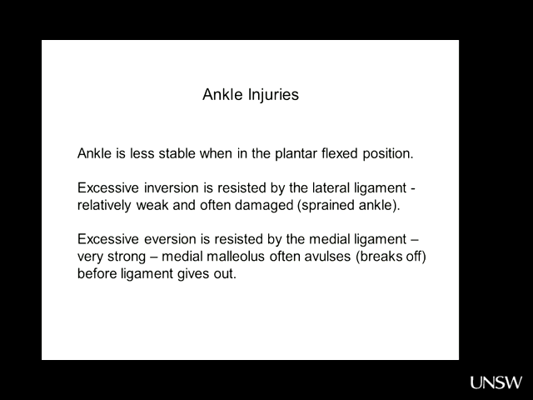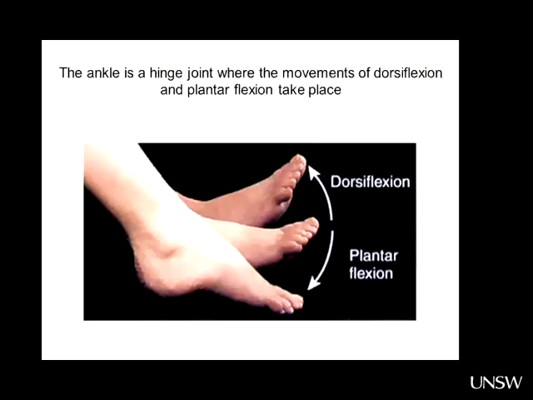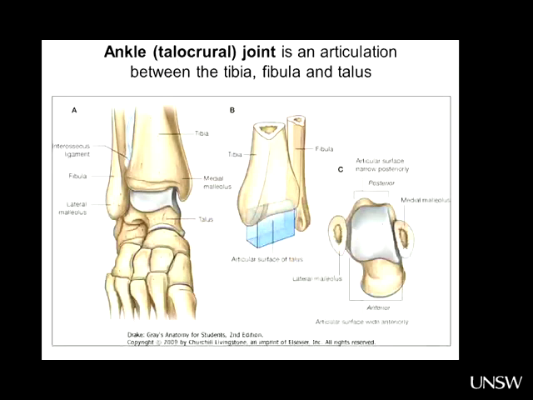So I'll go back actually a few slides. You'll remember that I said that if we look at the top of the talus, where is it? Oh, there it is. Okay, if we look at the top of the talus, I said at the back it's narrower than it is at the front. So that when the foot is in the dorsiflex position, okay, the front of the talus is sitting up inside that socket. And it completely fills the socket. So that means that you actually can't invert and evert your foot when it's dorsiflexed anyway.